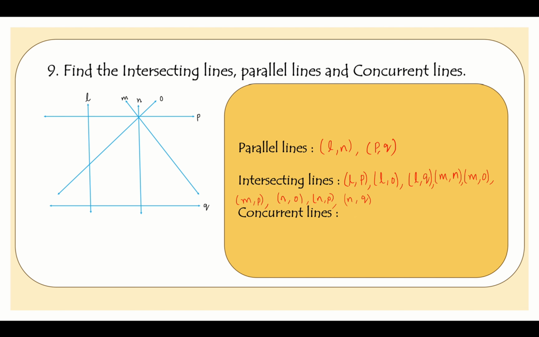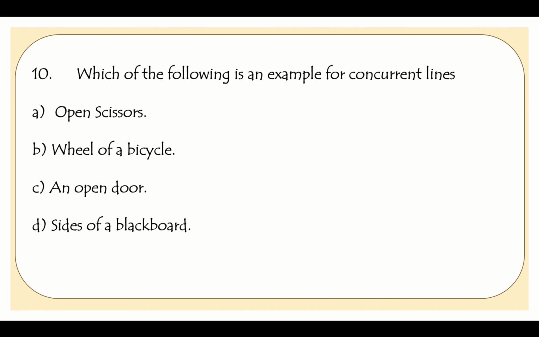Now we have to find the congruent lines. Just recollect the definition. Three or more lines meet at a point, then the lines are said to be congruent. If you observe the figure, three or more lines passing through one point, or three or more lines meet at one point, then those lines are said to be congruent. If you observe MNOP, all these lines are passing through one point. This is the point. So I can say MNOP are congruent lines.